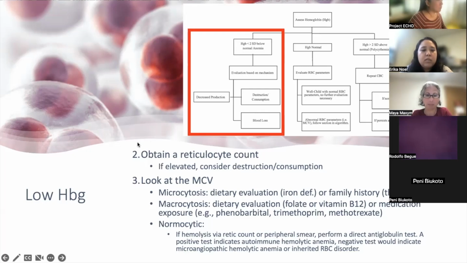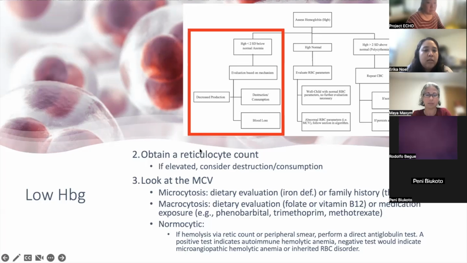Some common ones that we use, there's an extensive list of medications that can cause macrocytosis, but common ones that we use in pediatrics include seizure medicines such as phenobarbital, antibiotics, which includes trimethoprim, and methotrexate, which is used in some autoimmune and cancer conditions as well. What's the most challenging is if they are normocytic, which has the vast amount of differential diagnoses.